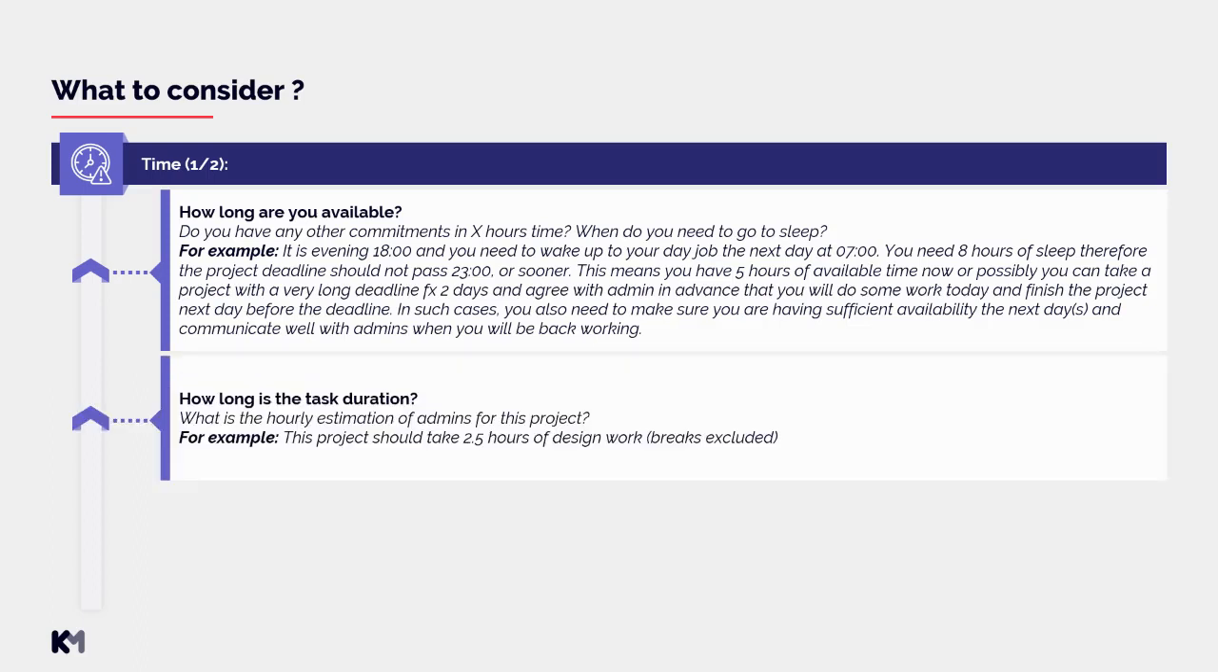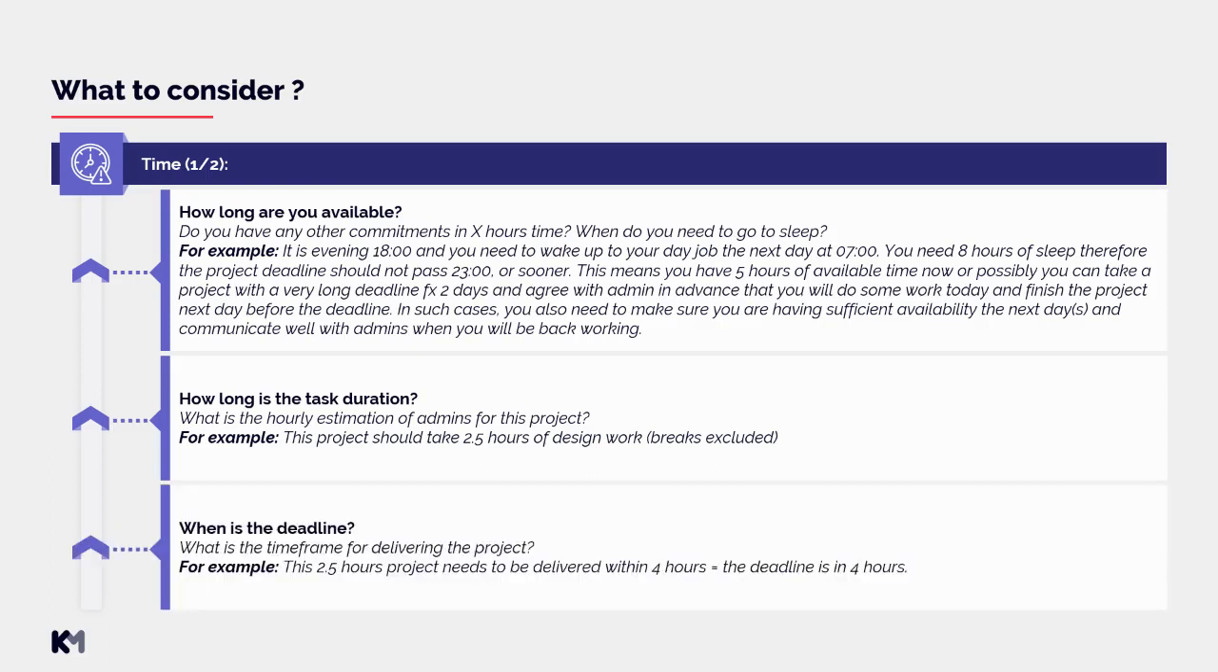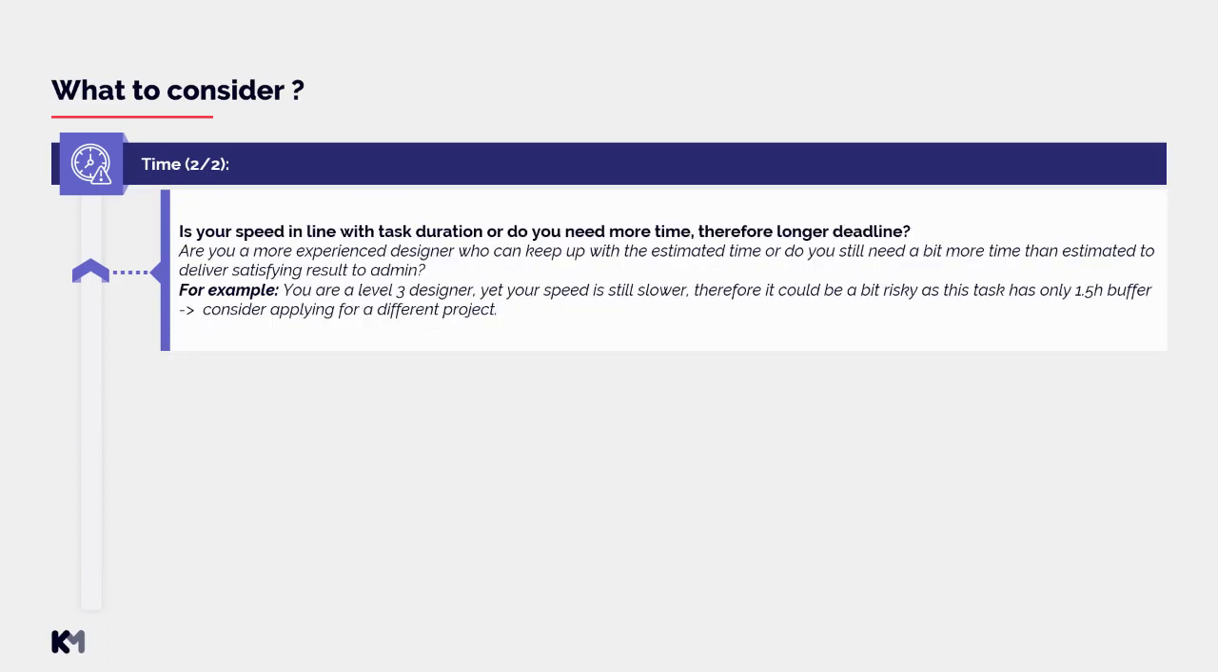Of course, when considering the time, you always want to know how long the task duration is. So what is the hourly estimation of admins for this project? Let's take again a small example. For example, we have one project that should take 2.5 hours of design work, and this is excluding the breaks. The next natural step is the deadline. So what is the time frame for delivering the project? Our example is that for this 2.5 hours project that we talked about in the task duration, we have a deadline of 4 hours.